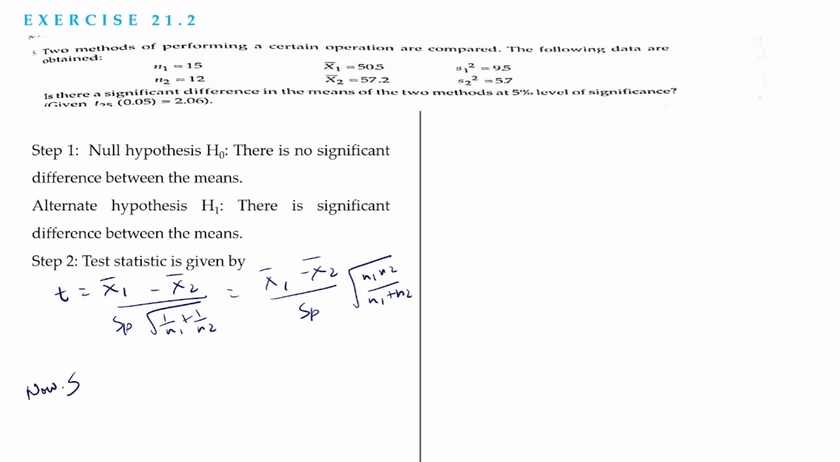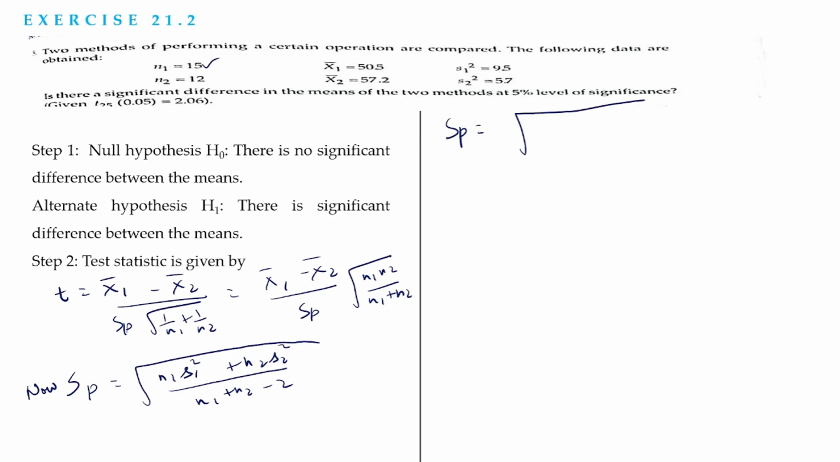Now let us find the pooled standard deviation. Sp equal to root of n1 s1 square plus n2 s2 square upon n1 plus n2 minus 2. So Sp is equal to root of n1 is 15 and s1 square is 9.5. So 15 into 9.5 plus 12 into 5.7, where n2 is 12 and s2 square is 5.7, upon n1 plus n2 minus 2.